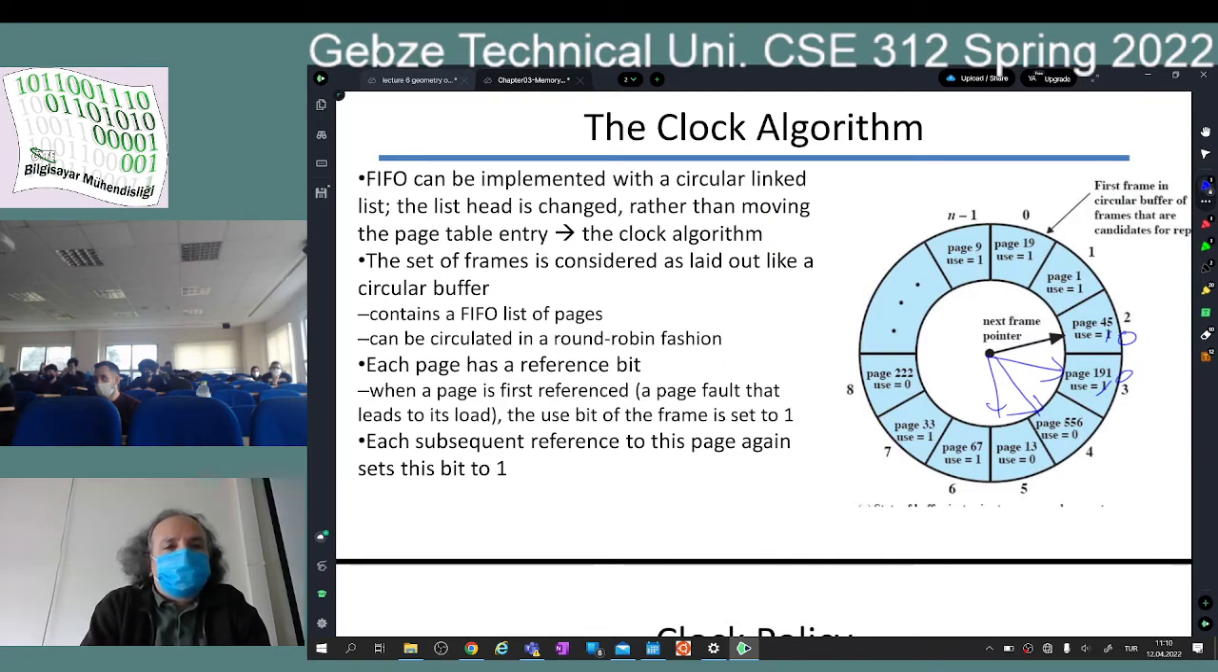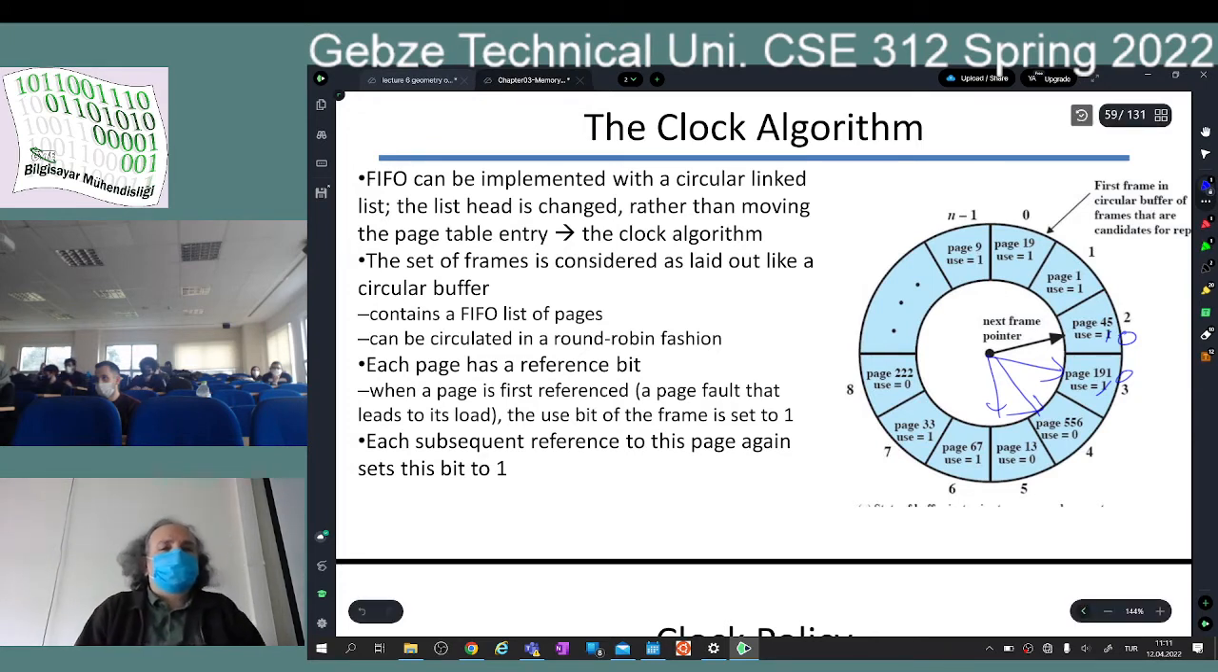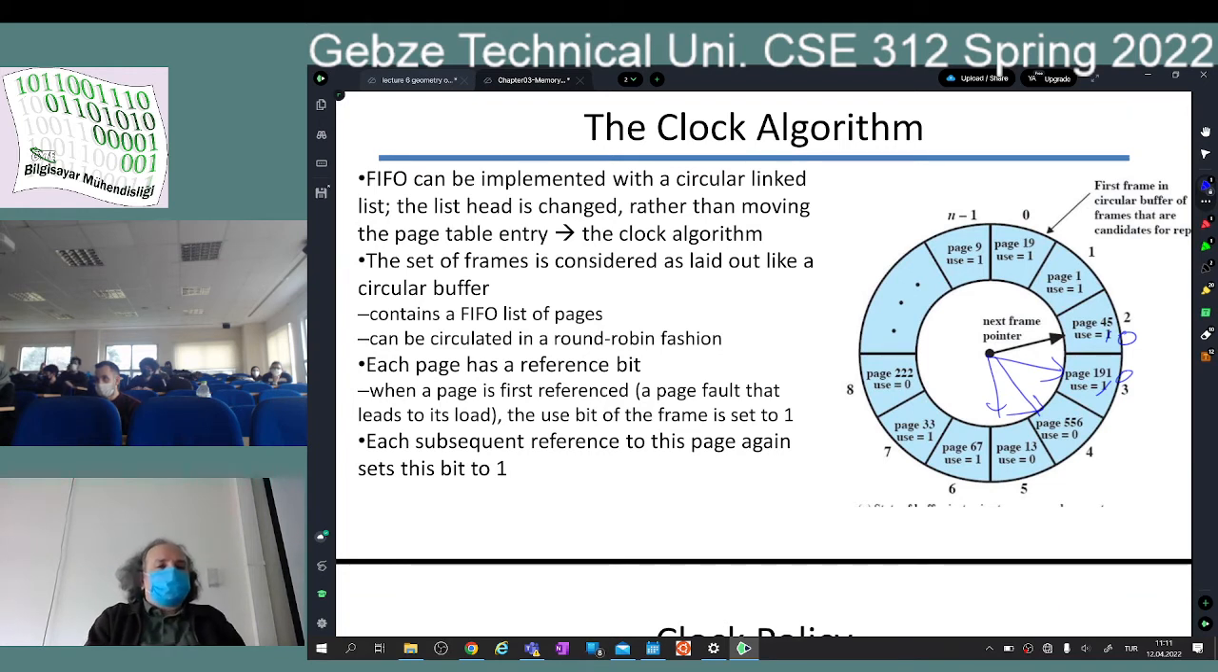So it is exactly the second chance FIFO algorithm, but with a little bit simpler data structure, more efficient. Each page has a reference bit, and if a page is referenced, I know that its reference bit is 1. I am going to clear it and move on. Each subsequent reference to this page again sets the bit to 1, and I know that the bit is set. So that's the clock algorithm.